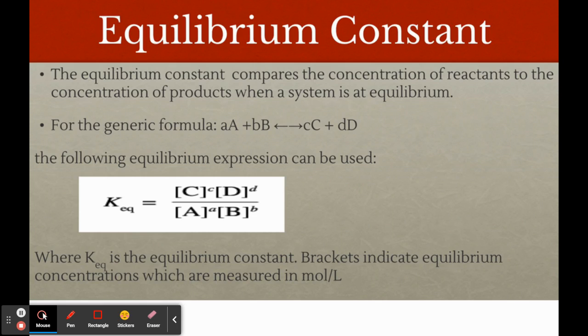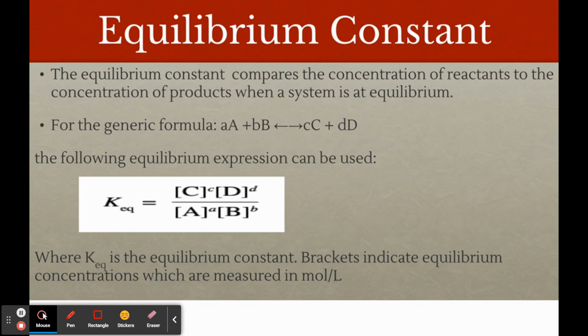Okay, so first we want to talk about what the equilibrium constant is. The equilibrium constant compares the concentration of the reactants to the concentration of the products when a system is at equilibrium. So here we have a generic formula where the capital letters would be the compounds and the lowercase letters would be the coefficients in front of the compounds.